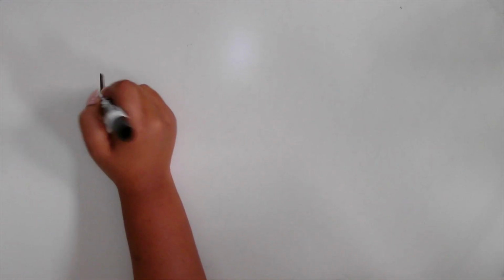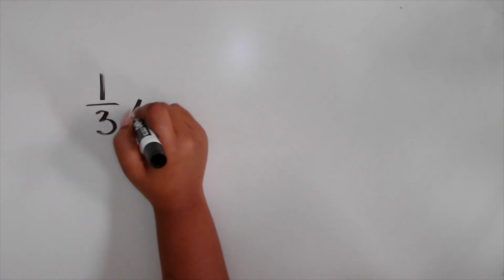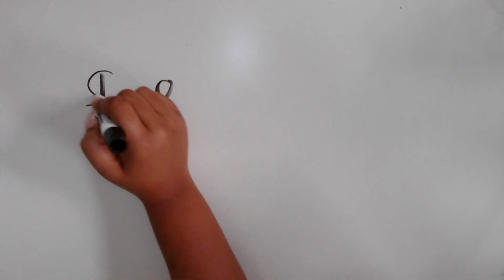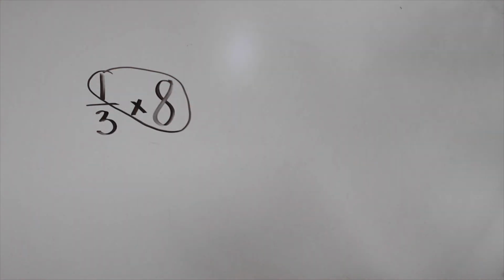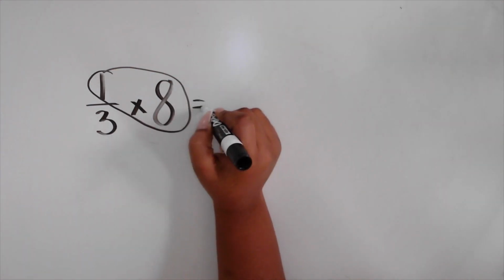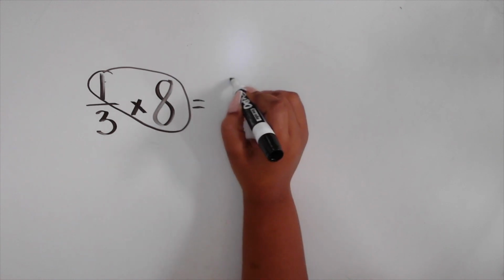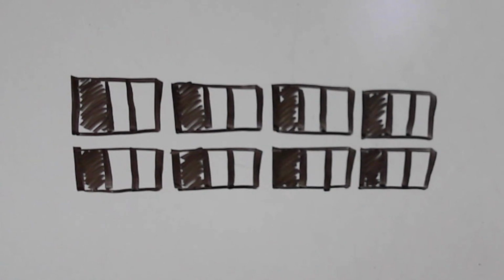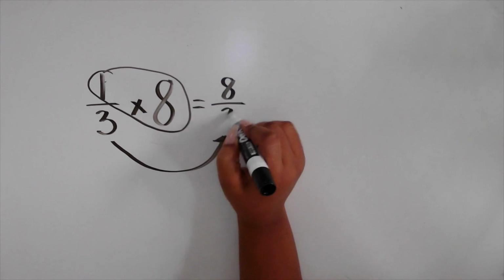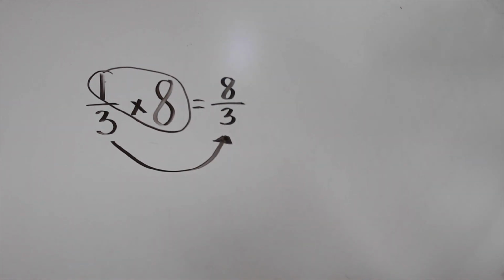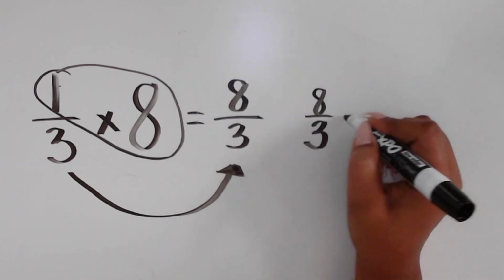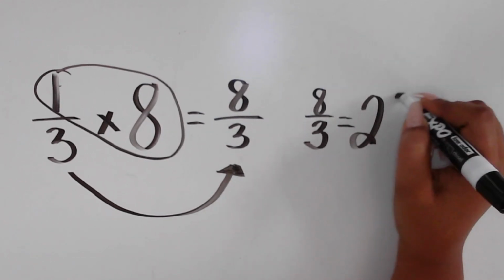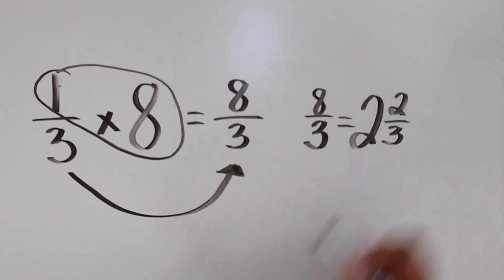Going back to our example of 1/3 times 8, when evaluating the expression, just like multiplying a fraction by a whole number, we can multiply the whole number and the numerator, where the product is our new numerator. The denominator stays the same. Why? Think back to our models. We still had thirds. The number of thirds is what changed. 8/3 can remain as a fraction greater than 1, or improper fraction, or can be converted to a mixed number. 8/3 is equivalent to 2 2/3.